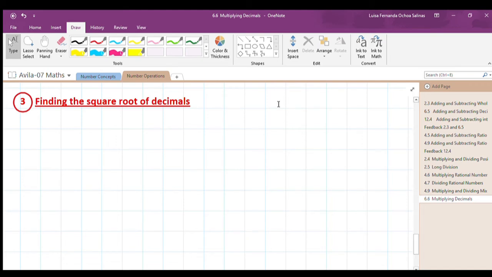Okay, our third section for these videos is finding the square root of a decimal. So again, let's think about first what we mean by square root of any number. Let's say that they ask us to find the square root of 16. So what we have to do is take 16 and try to make a square. So how do we do that?